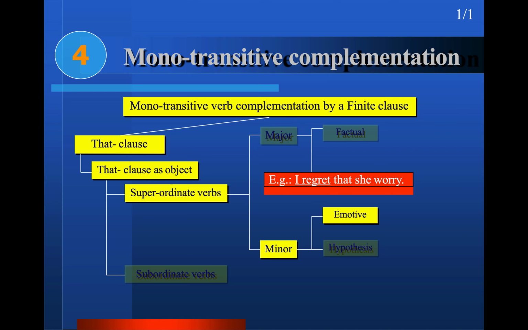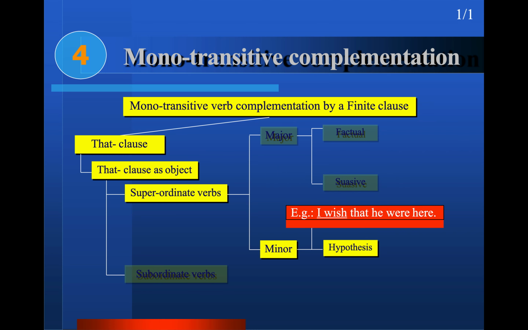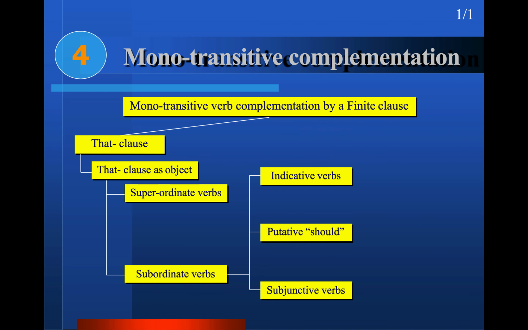Minor verbs like emotive verbs talk about emotions: forget, regret, all these kinds of emotional verbs. I regret that she worried. So it's a kind of subjunctive case as well. And then hypothesis verbs, especially wish, which is a minor hypothetical superordinate verb followed by a that clause as an object. So, I wish that he were here. Because of wish, we have were as a subjunctive case.